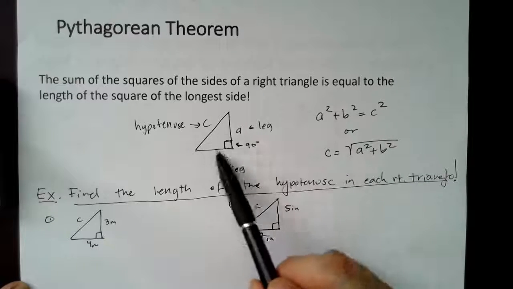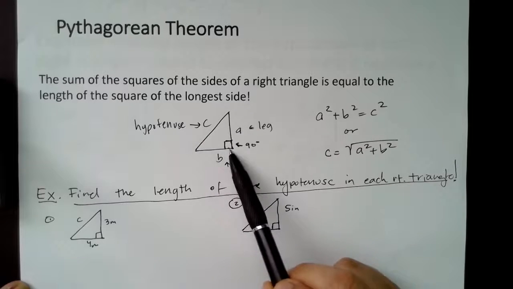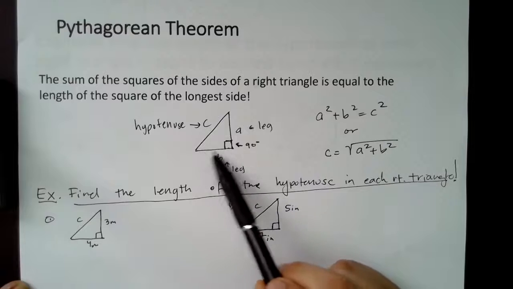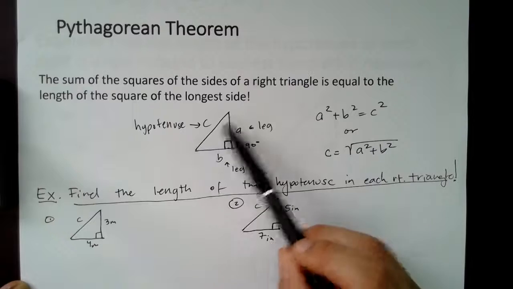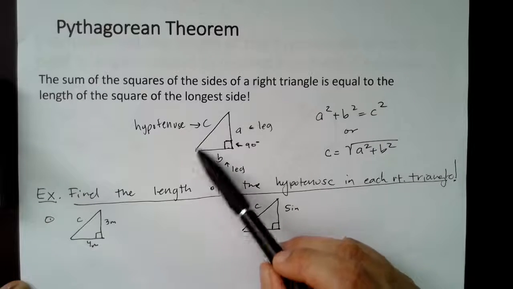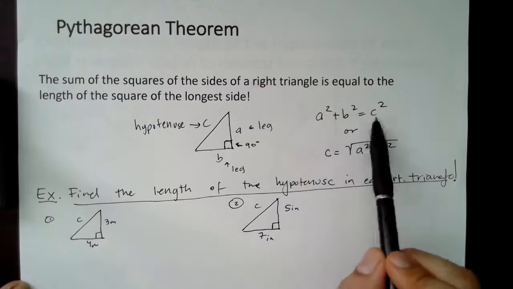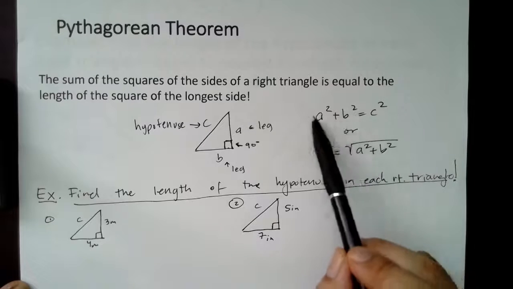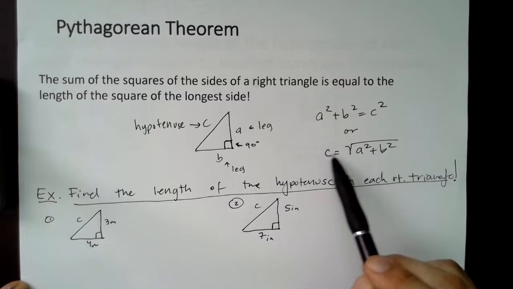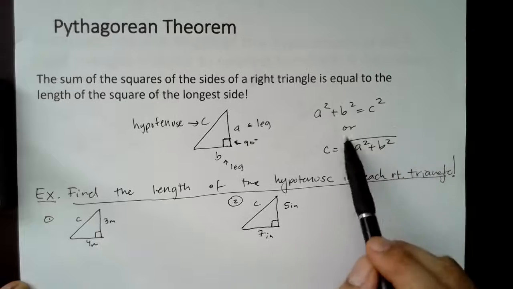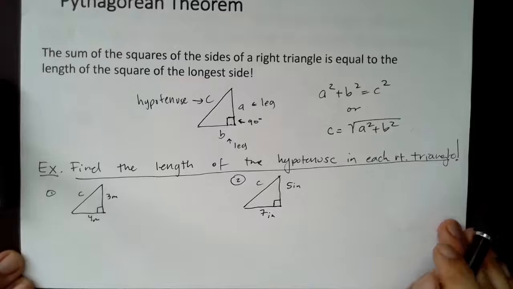The Pythagorean theorem says, given a right triangle, if I take the distance of each leg and square them separately, so I take this distance and square it, and then add it to this distance squared, that's going to equal the longest side squared. It's nicely put: a squared plus b squared equals c squared, where a and b are the legs and c is the hypotenuse. If I solve for c, I just take the square root of both sides and I end up with this.